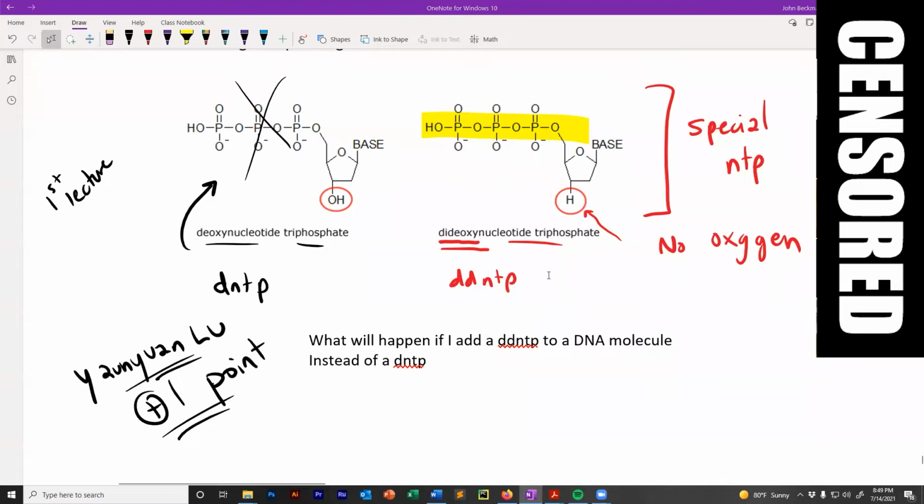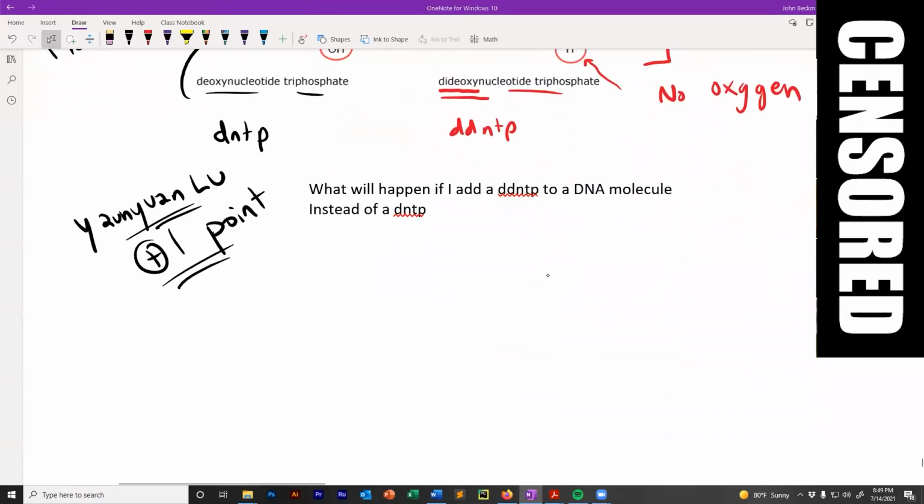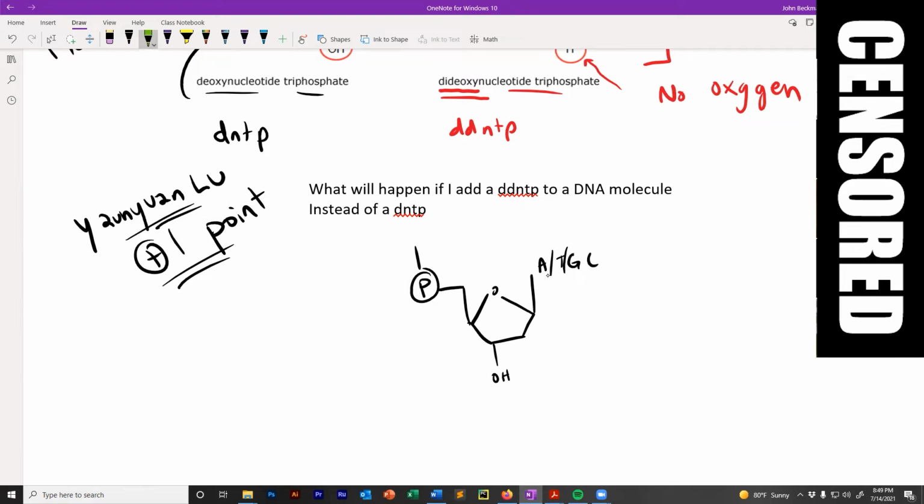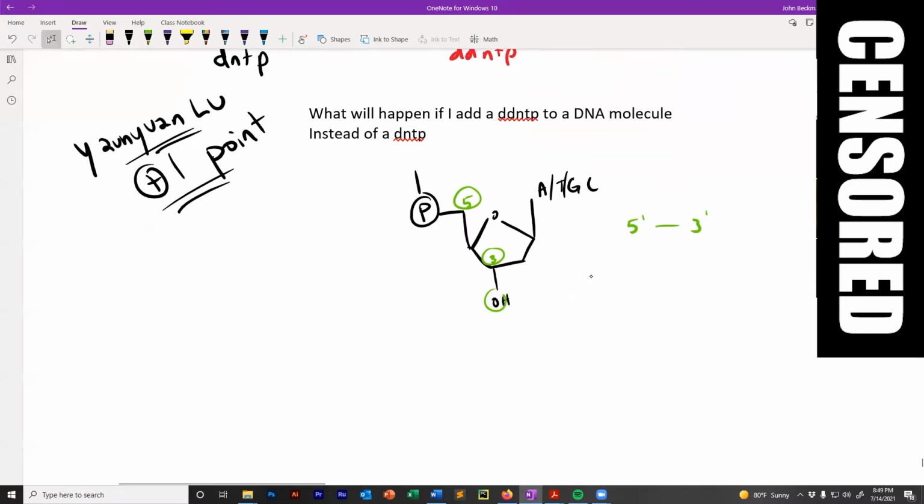Why? Let's draw it out. So remember how DNA is linked together. Remember the carbons. This is carbon 3, and this is carbon 5. DNA is linked at these carbons. And this oxygen is required to bind the phosphate of the next base.